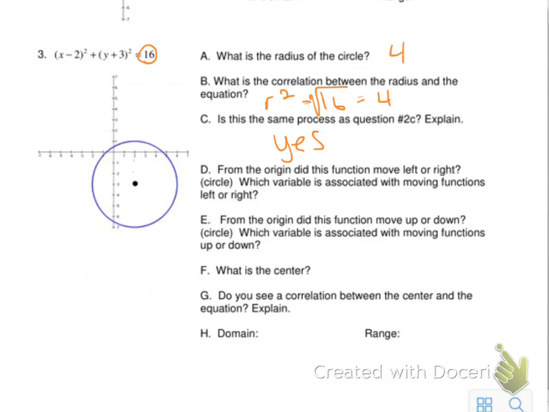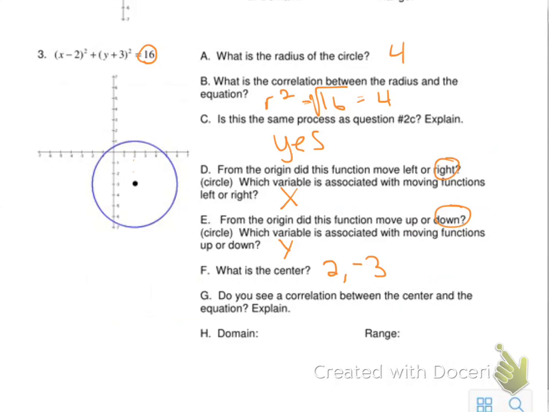Okay, did this function move left or right? Moved right. Which variable is associated with moving left and right? Hopefully you said x. From the origin, did it move up or down? Up. Oh, I'm sorry. Down. Which variable is associated with moving up or down? Y. So the center is 2, -3.